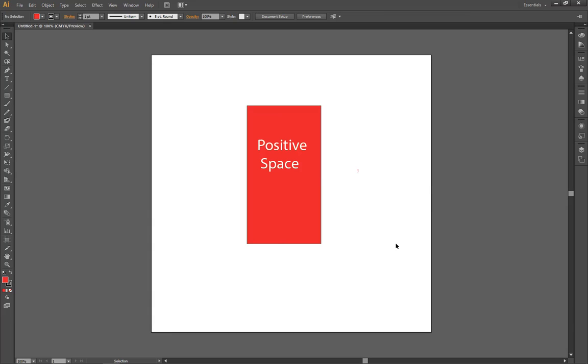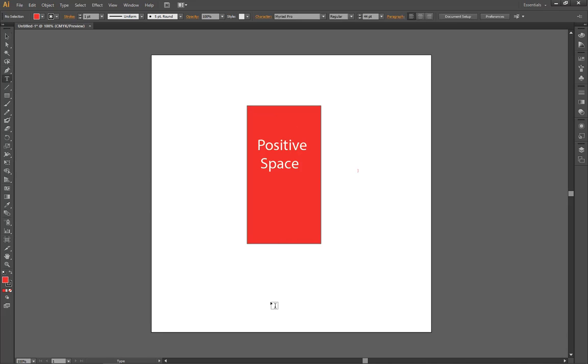I believe you must be identifying the negative space already. This is the positive space. The one which is not part of this figure is what we call the negative space. So which one is the negative space from here? The white background. Exactly, the white background.